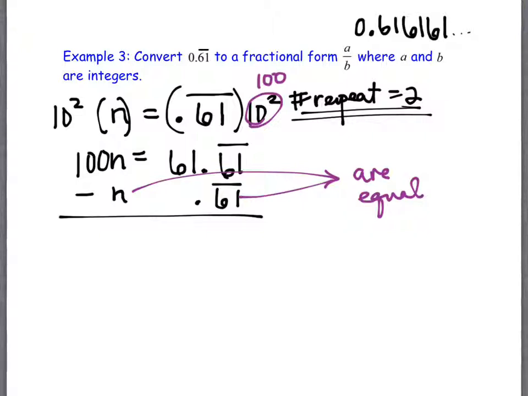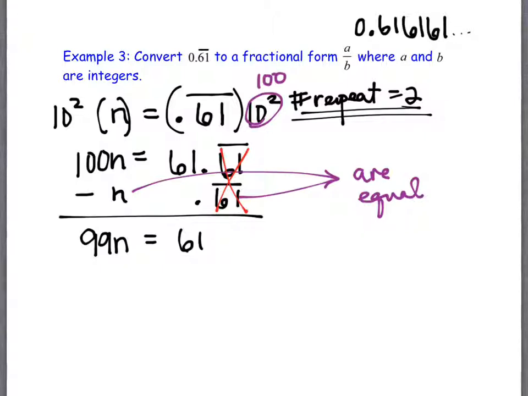What's 100n minus n? 99n. And lo and behold, can somebody tell me what they see happening on the right-hand side? There is no more repeating decimal. That 0.61 repeating lines up perfectly. It's 616161 forever on both of those decimal expansions, which means that this part goes away. And all I'm left with is 61 as a whole number.